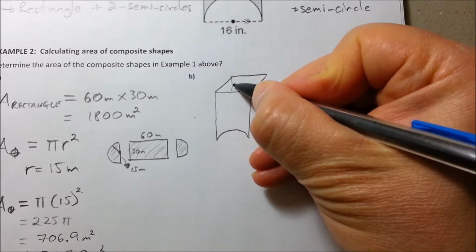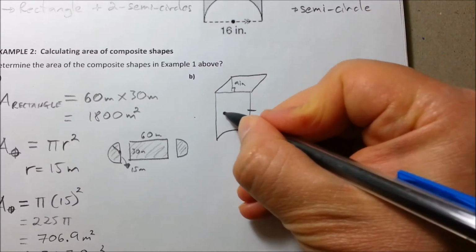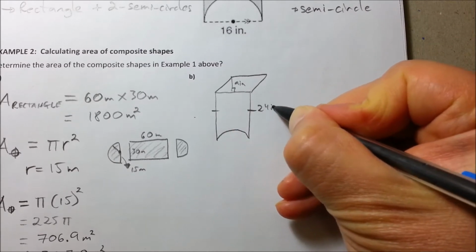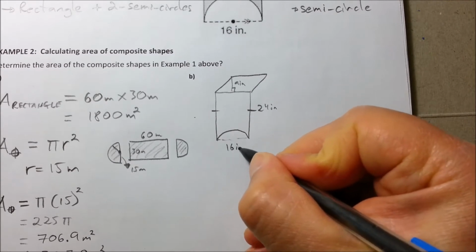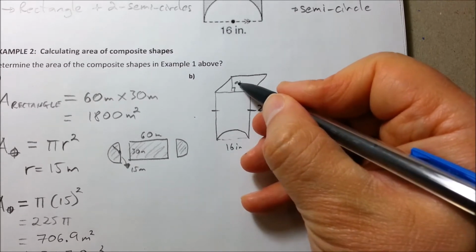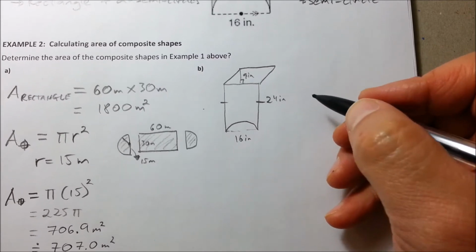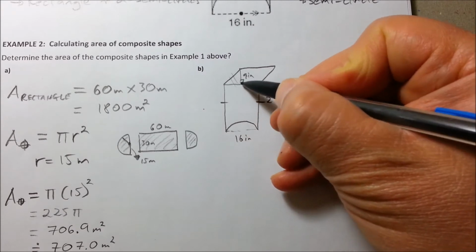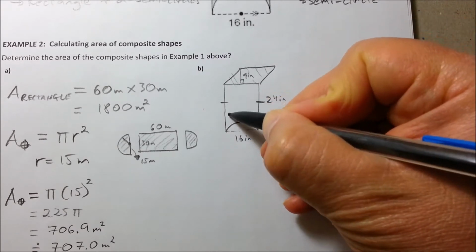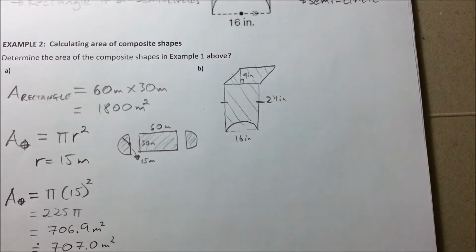Okay, so they tell us that the height here is 9 inches, this side length over here is 24 inches, and the width over here is 16 inches. So first, let's find out the area of the parallelogram. In fact, let me just shade this a little bit so we can all get a sense of the area that they want us to find out.